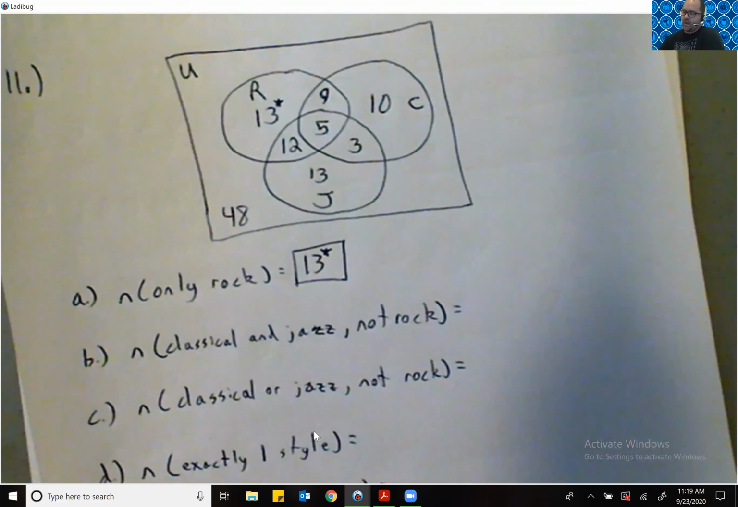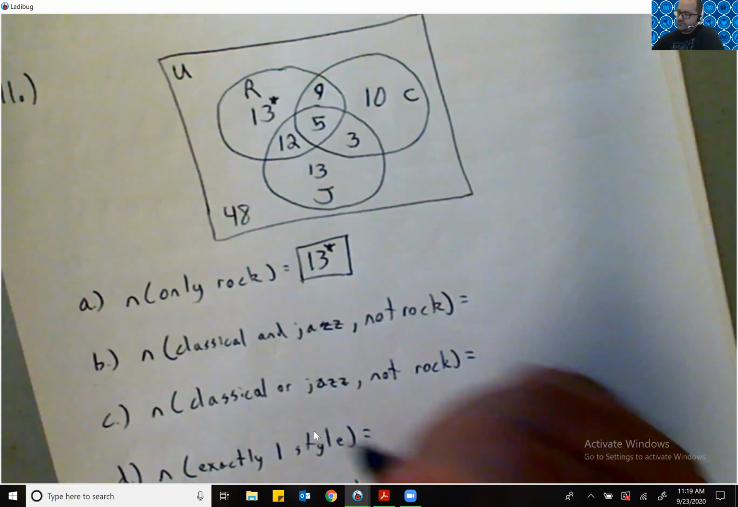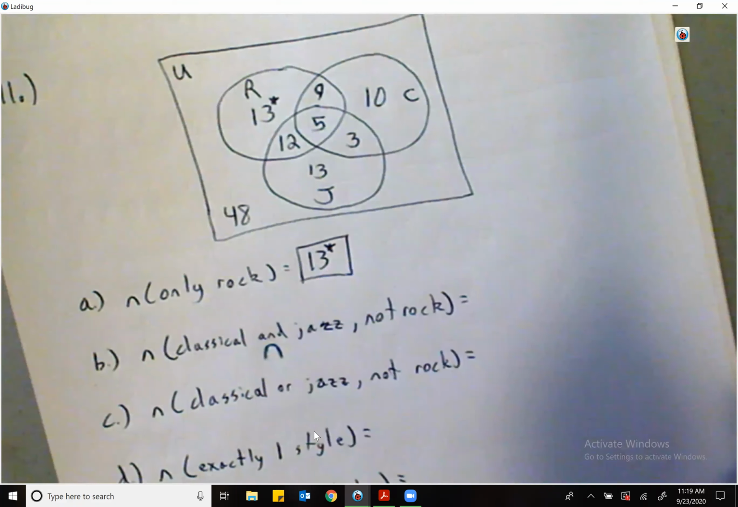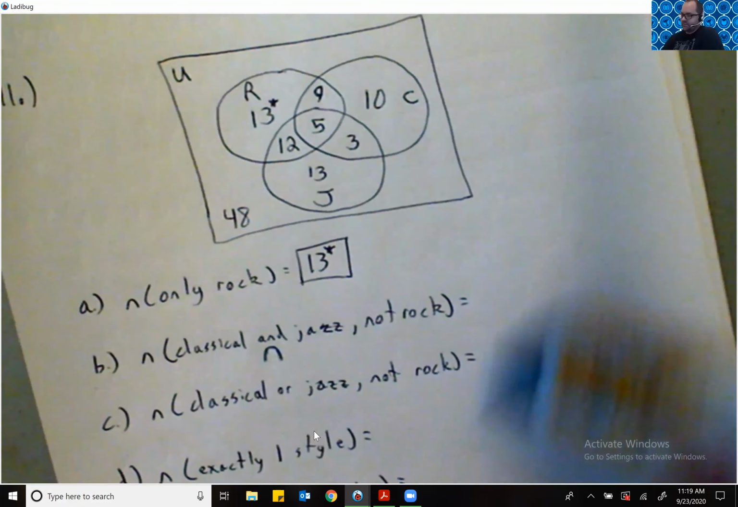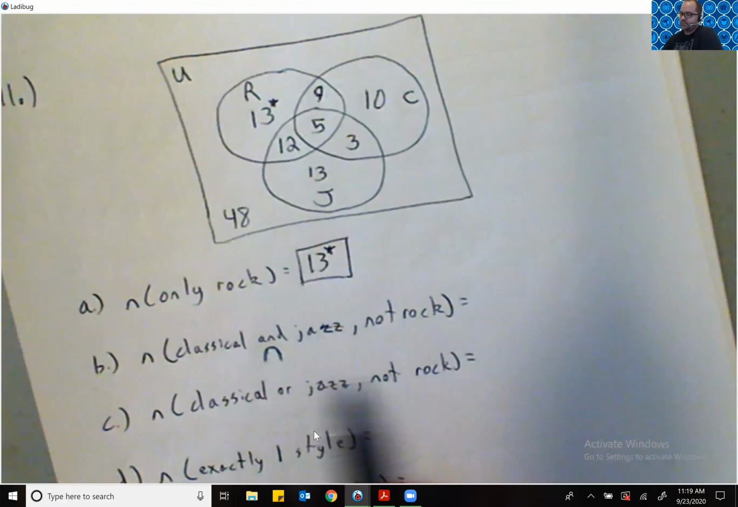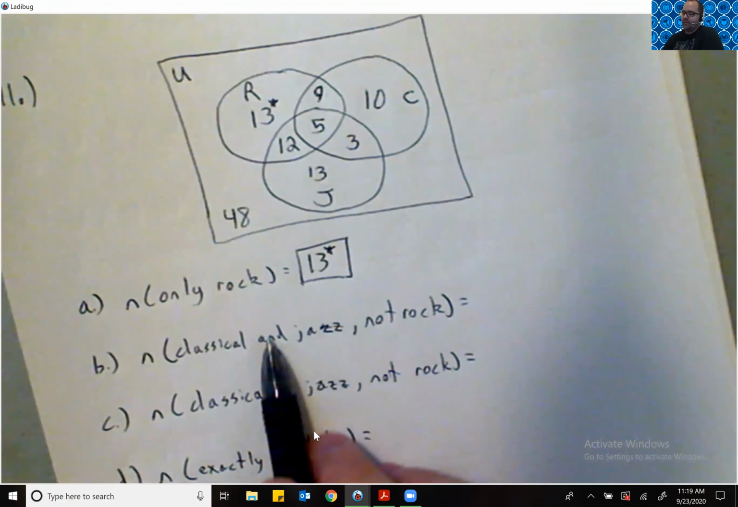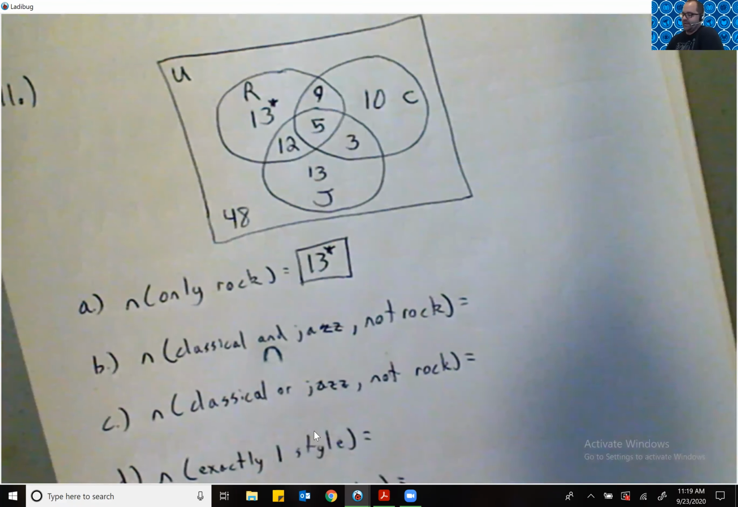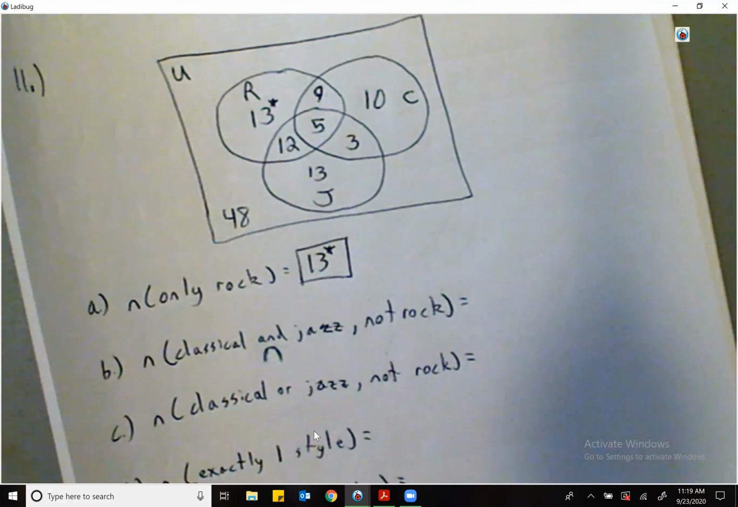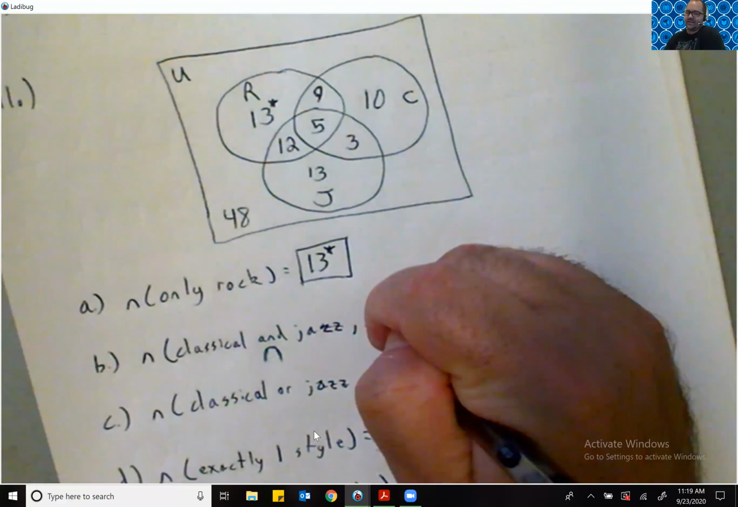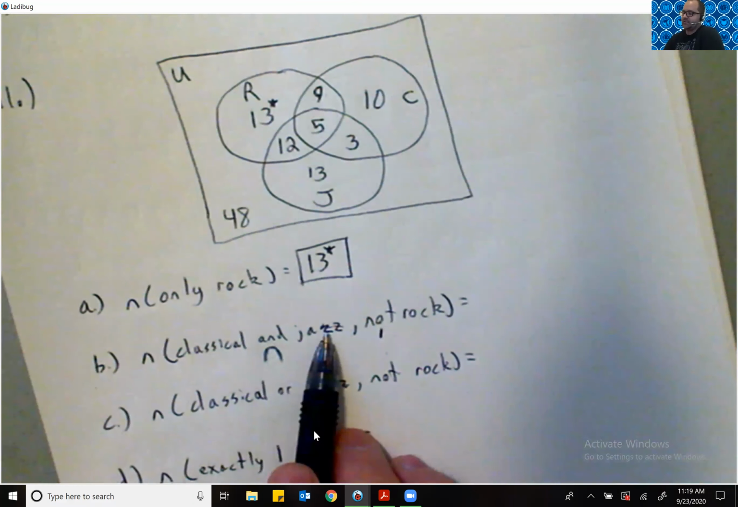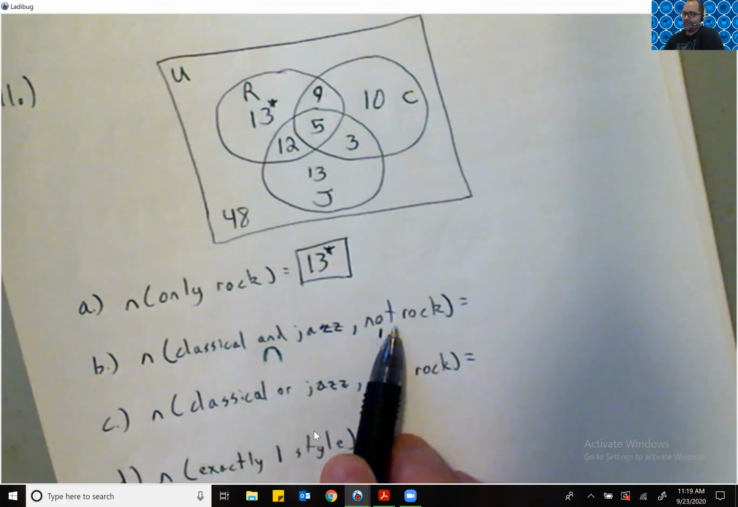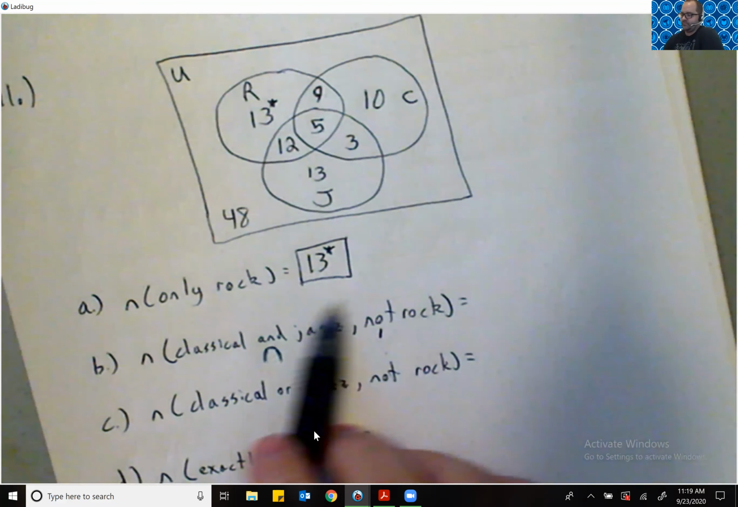Which symbol do you think not is? So, wait, what was the question again? Not, like and, represents one of our symbols. We know and is intersection, so does the not represent union or complement? Which symbol is that in disguise? Complement? It is the complement. So we're going to look at the intersection between classical and jazz, and you're going to snap anyone with rock out of the picture. That's what this is saying.